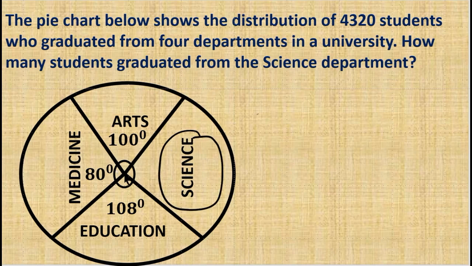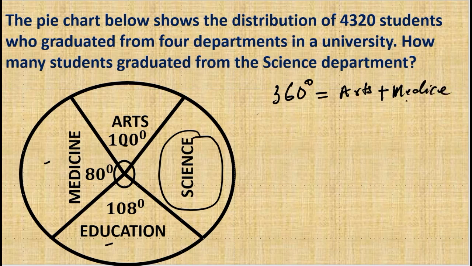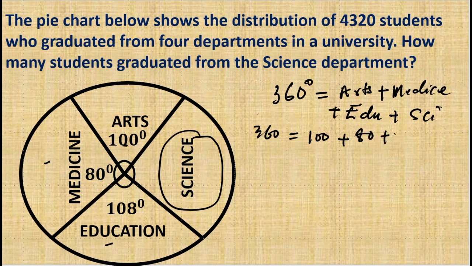Meanwhile, if you observe the pie chart, while we are given the angle subtended by arts, medicine, and education, we're not given the angle subtended by science. But the sum of angles in a pie chart is always 360 degrees. Now, this is equal to the angle subtended by arts plus medicine plus education plus science. So that my 360 will be the same thing as 100 degrees plus 80 degrees plus 108 degrees plus science.